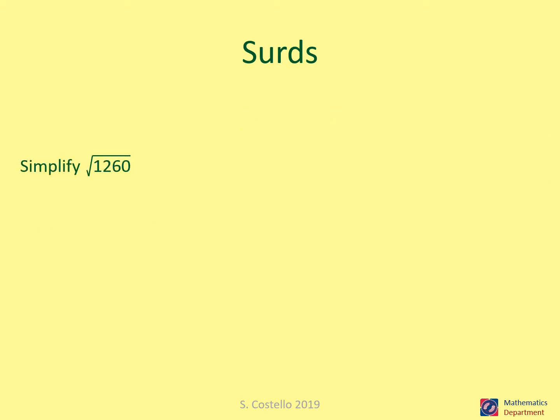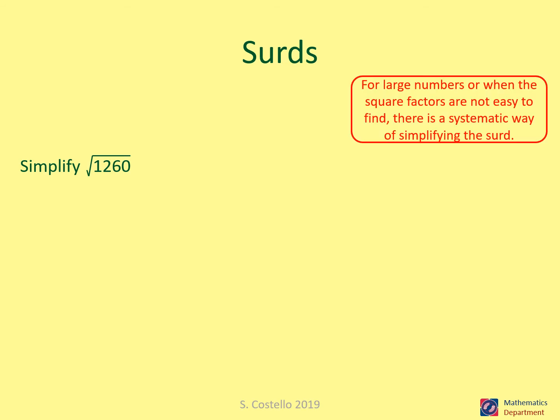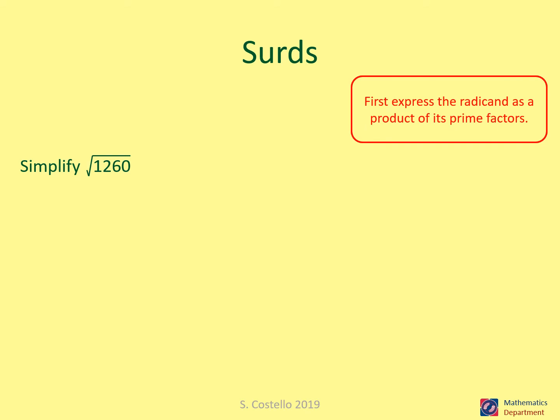Simplify root 1260. For large numbers, when the square factors are not easy to find, there is a systematic way of simplifying the surd. First, express the radicand as a product of its prime factors. So 1260 is 10 times 126. 10 is 2 times 5. They're both prime numbers, so we move to the 126.